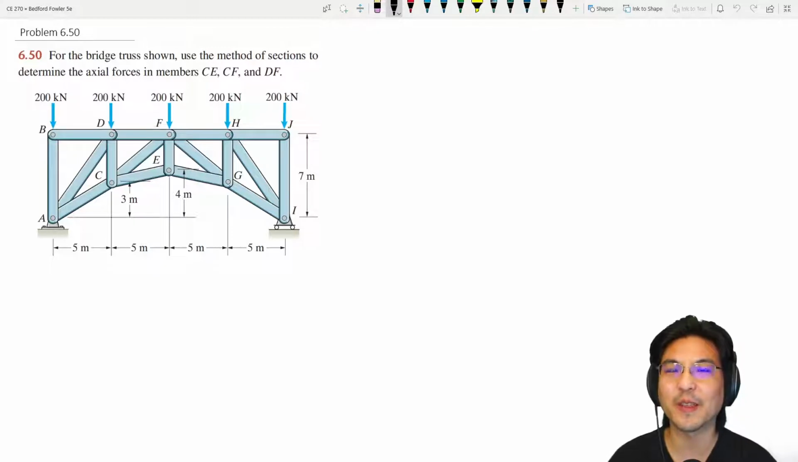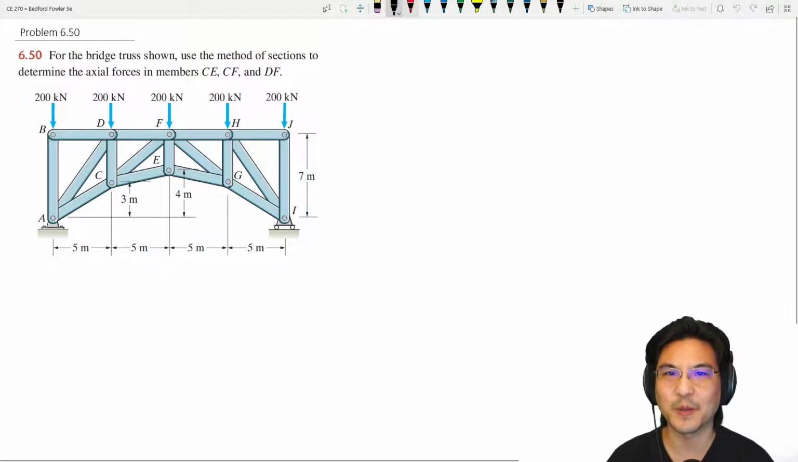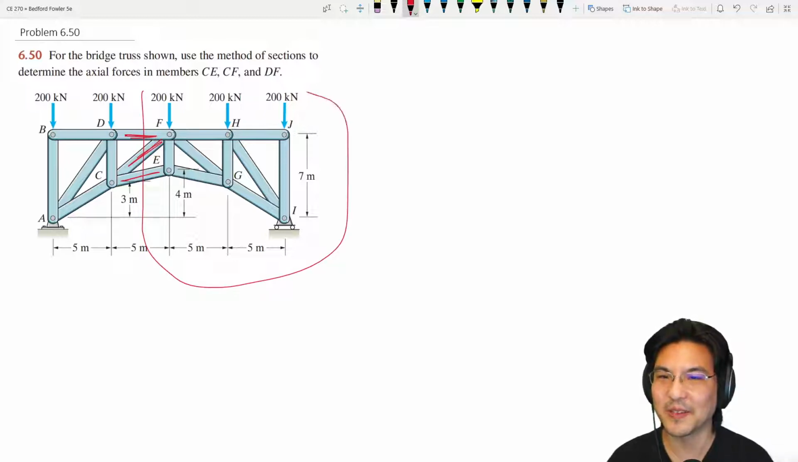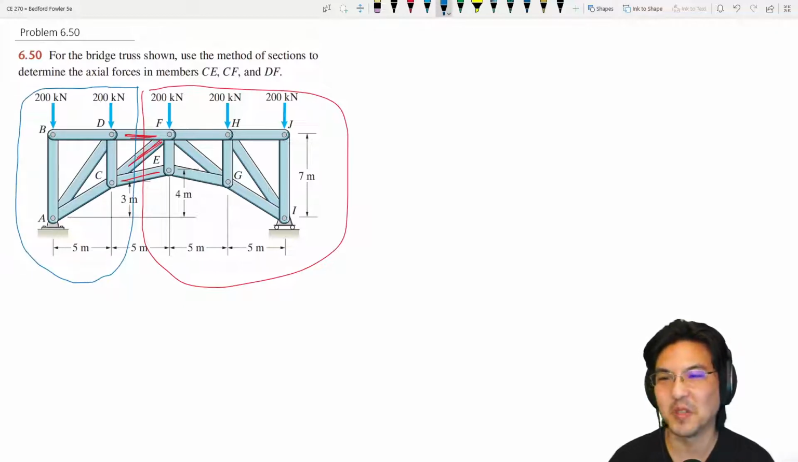So we're using the method of sections, and this particular problem is asking about these three members, CE, CF, DF. So we want to cut through those members for sure, and then it's up to you. You want to pick this section over here, or do you want to cut through these three members and pick this section over here? There's no real right or wrong answer either way.